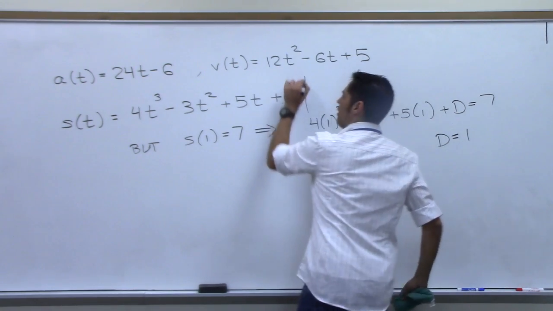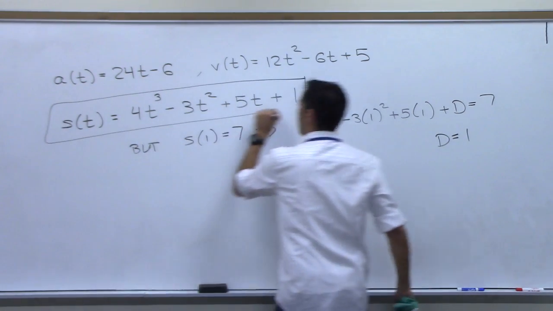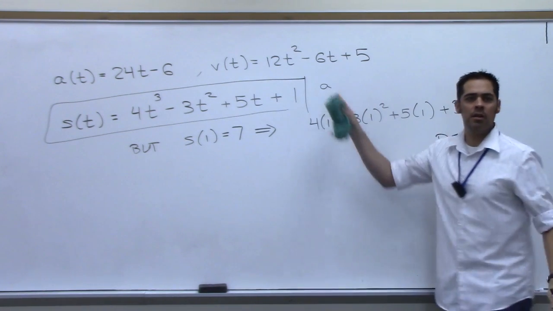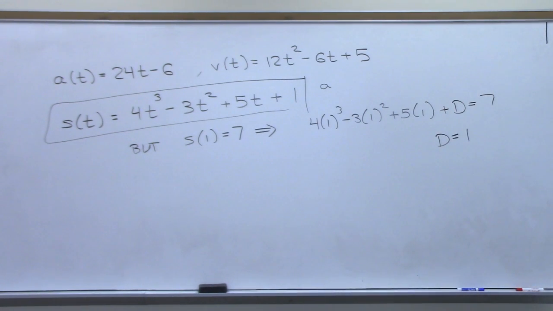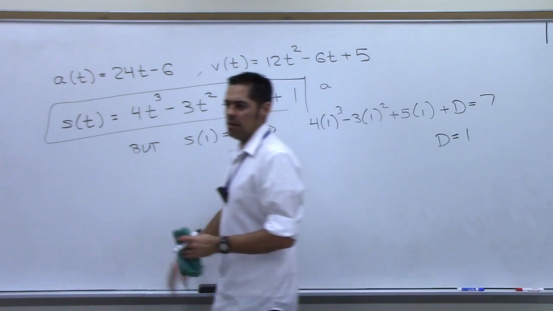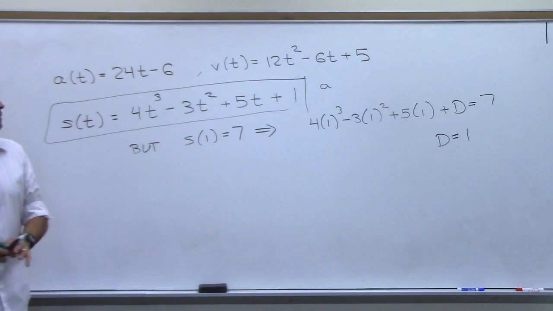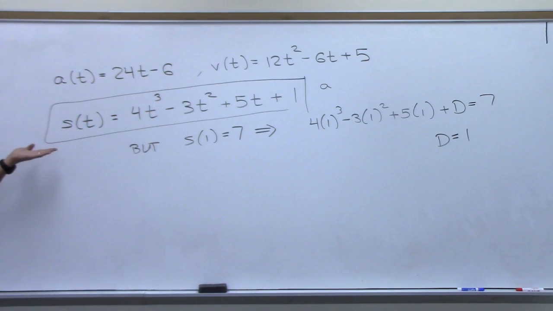And that is your position function. That answers part A, doesn't it? That's part A of the problem. What is the position function? And then the last thing, s of 2. So just plug 2 into that and you get an answer. You can't find s of 2 if you don't know what s is, right?